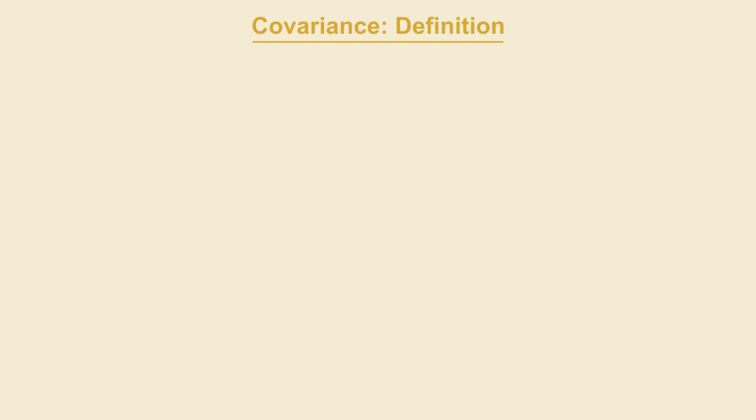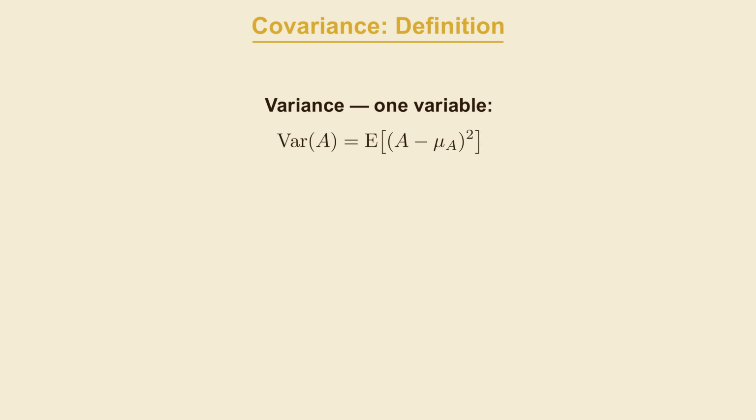You already know how to measure the spread of a single random variable. Variance takes each outcome's deviation from the mean and squares it, and then averages across all the outcomes. That squaring step is what makes variance always positive, and it's what keeps the deviations from canceling each other out. Now we need a tool for two variables at once. Not just how spread out each one is, but how they move together.